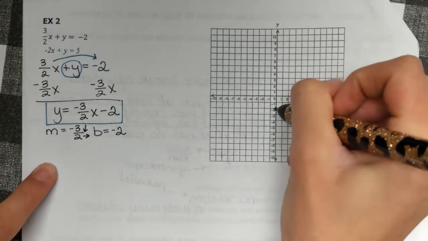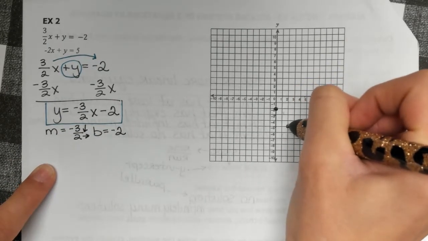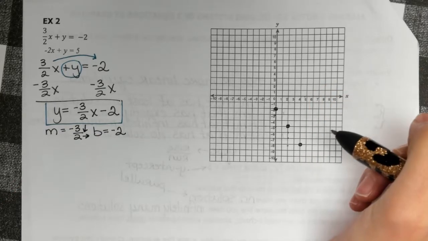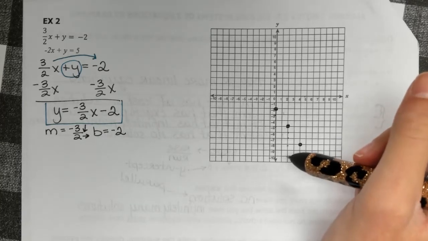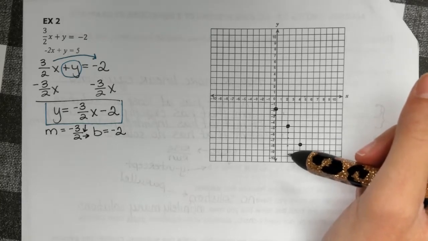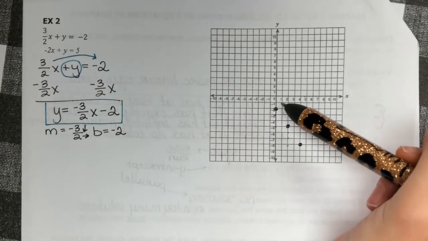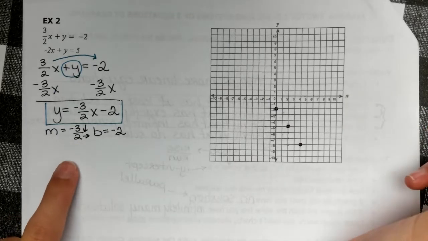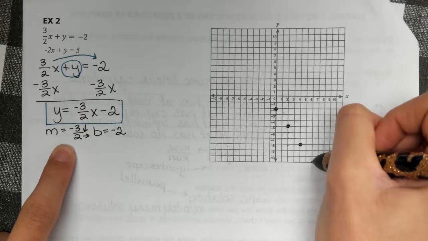So from this point, I'm going to go down 1, 2, 3 to the right 2. Down 1, 2, 3 to the right 2. Now, if I didn't have space, if I had a very low y-intercept and I didn't have space to go down and to the right, you can always backtrack it and go up and to the left. Just make sure you're falling from left to right if you have a negative slope. So that's a way to kind of check yourself and make sure your graph looks right.